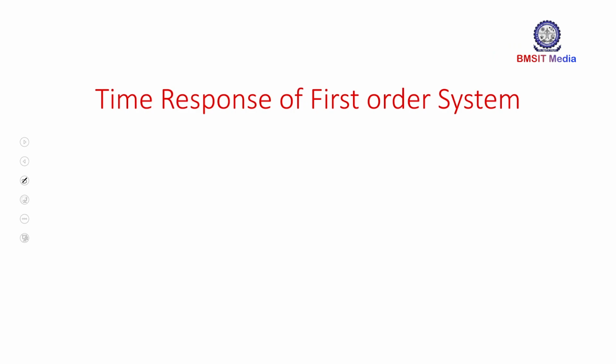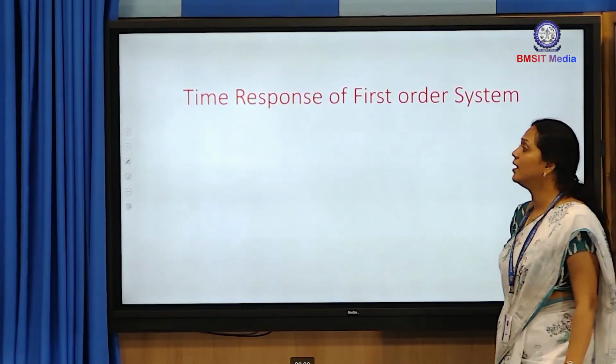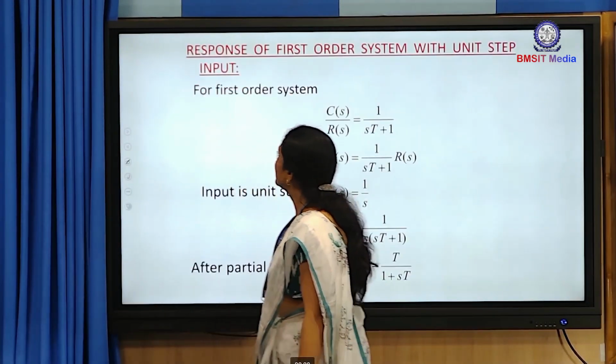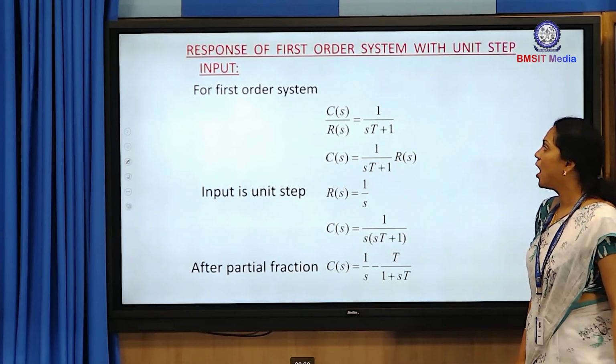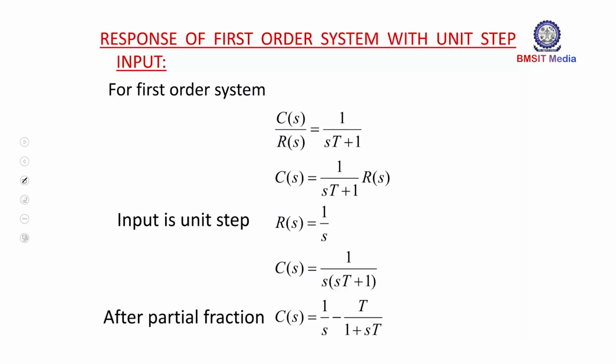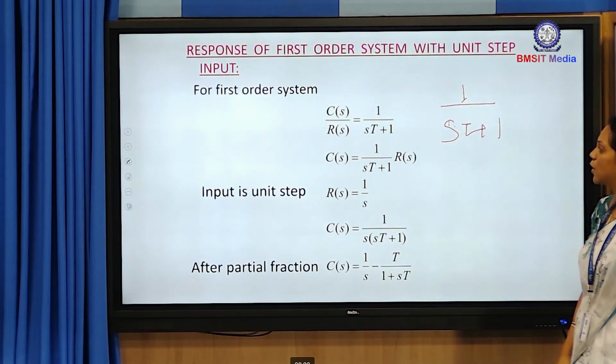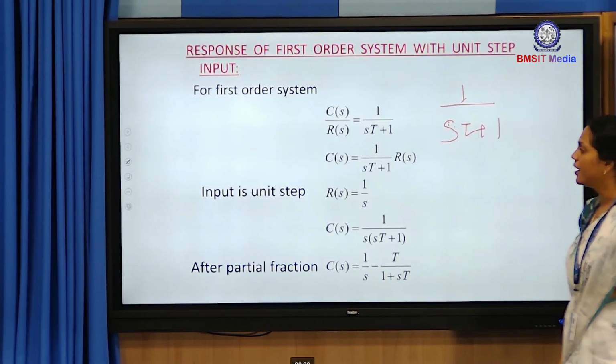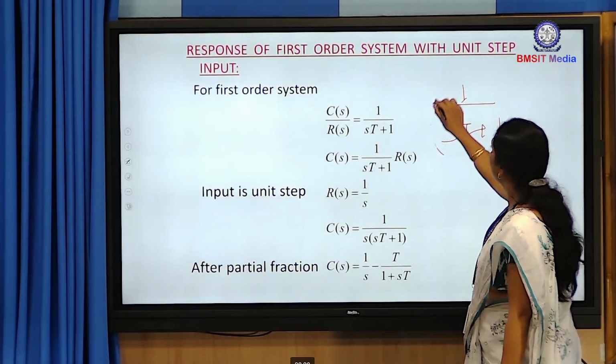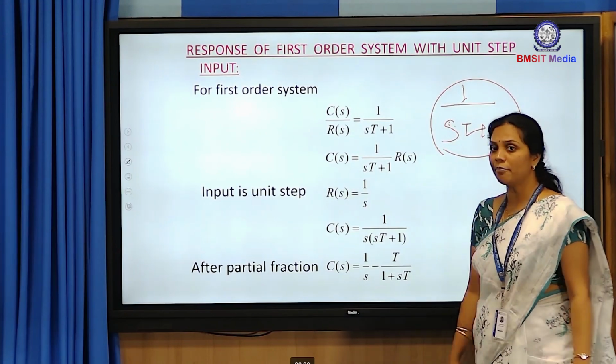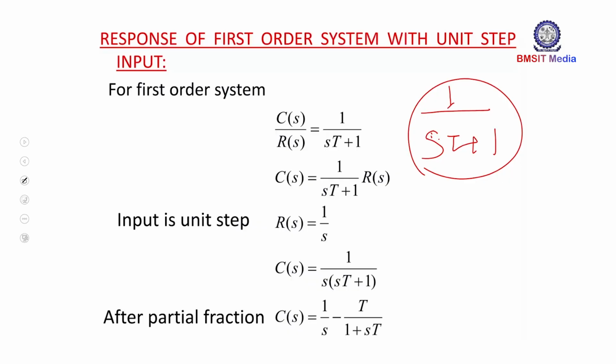Next, let us study the time response with respect to the first order system. How do I write the first order system? The first order system is always written as 1 divided by s into t plus 1. Now, whenever I write 1 by s into t plus 1, this should be the response of the system.